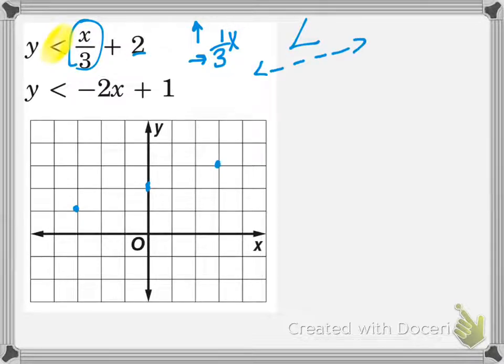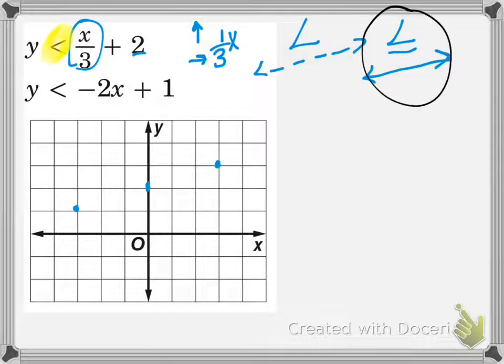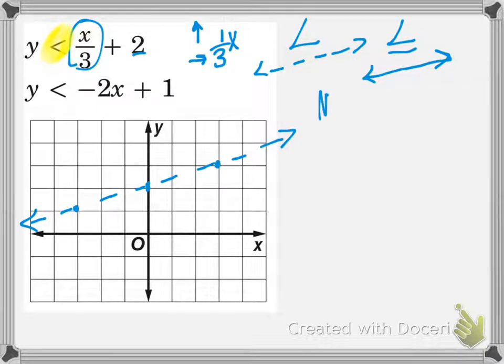Now, if we have this kind of inequality symbol, we get a dashed line. It means we don't actually include the points on the line. That kind of symbol is a solid line. So we have the dashed line, and then we're going to graph the next one. Now we have to shade.